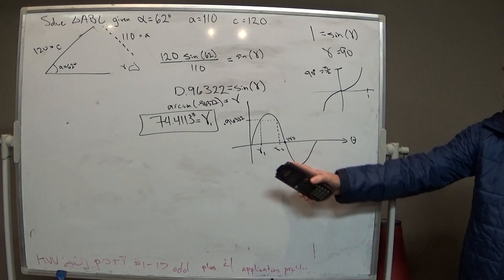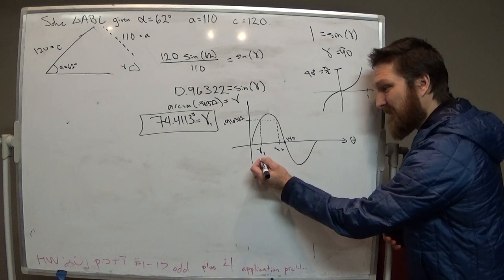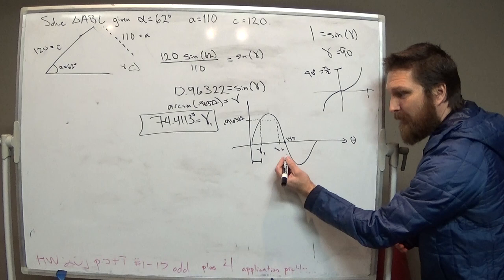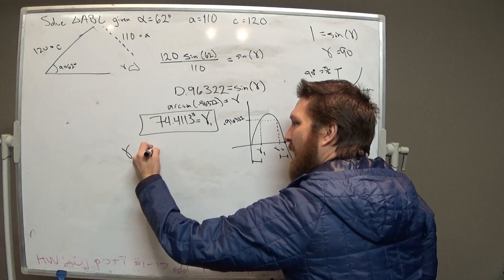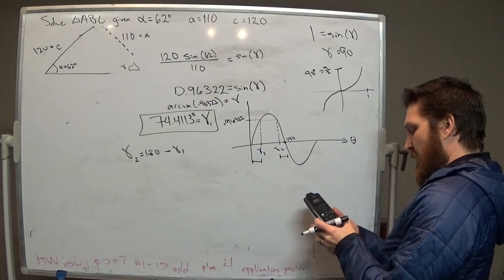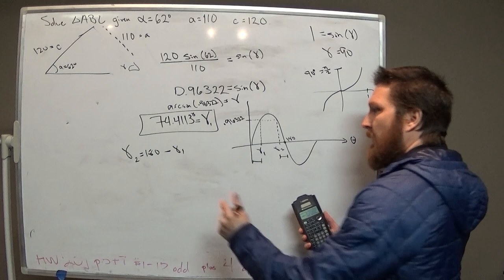So then how do we get gamma 2? Well, it's the same distance. So it's 180 minus. This distance right there is 74 point something. So to get gamma 2, we go 180 minus gamma 1. I'm not going to type it in because I'm going to lose a bunch of decimal places. I'm just going to press up, select the previous value, and I get gamma 2. What did somebody get?